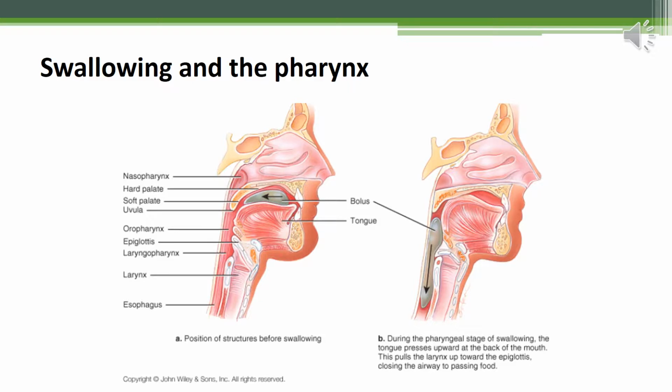This diagram shows the process of swallowing as it relates to the pharynx. So here in the voluntary stage, you can see that the tongue has positioned the bolus of food into the back of the throat. And then in the pharyngeal stage, the uvula swings up, the epiglottis moves down, and the food moves down into the esophagus, bypassing the respiratory system.